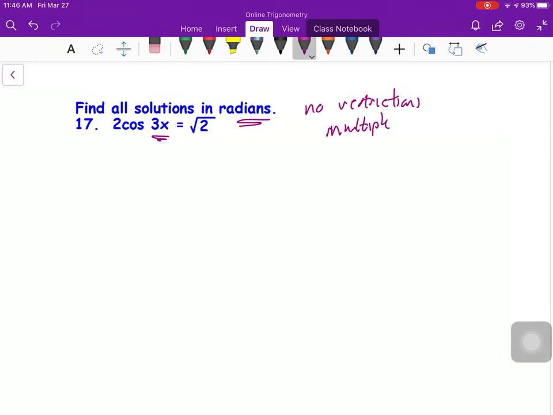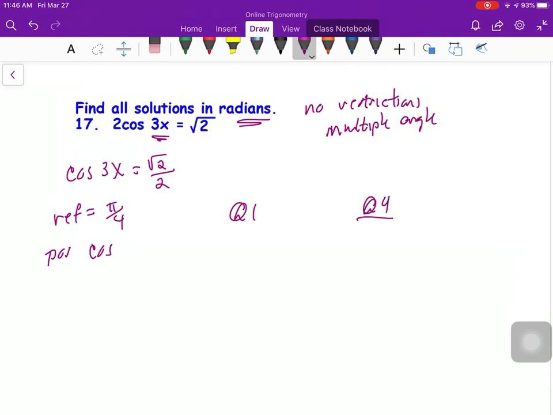Multiple angle. Okay, we're going to isolate. Cosine of 3x equals square root of 2 over 2. Reference angle is 45 degrees, so that's pi over 4. Positive cosine, so that tells me quadrants 1 and 4.